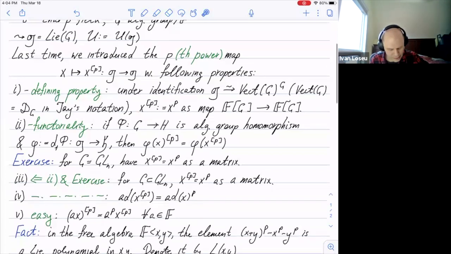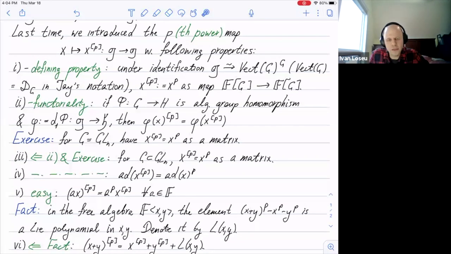And if you look at this definition, you can easily persuade yourself that it's functorial. So if you have an algebraic group homomorphism, capital Phi, then the corresponding homomorphism of Lie algebras, let me call it small phi, will intertwine the p-maps here.